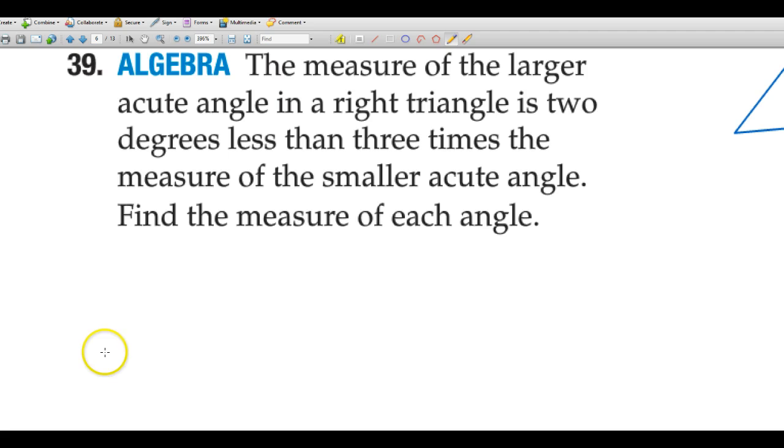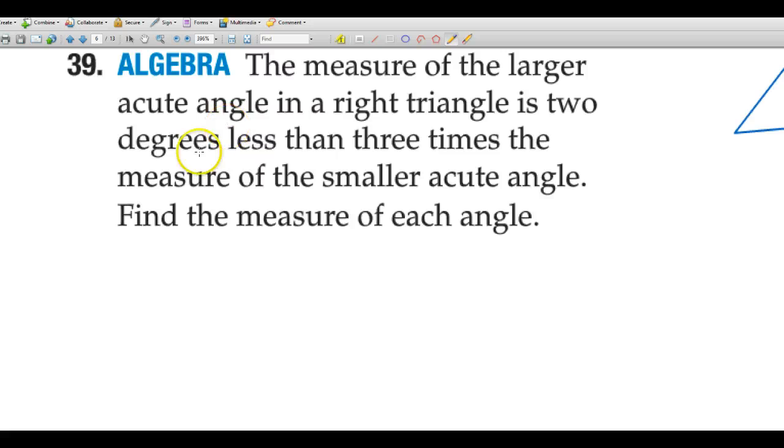For number 39, the measure of the larger acute angle in a right triangle is 2 degrees less than 3 times the measure of the smaller acute angle. Find the measure of each angle. So if it's a right triangle, then the two acute angles must be complementary. So they must add up to 90.